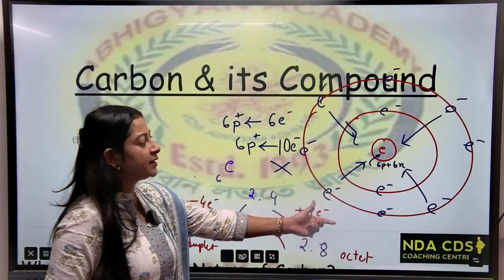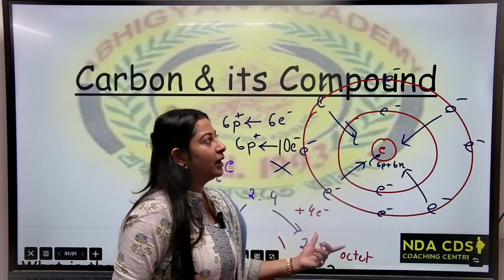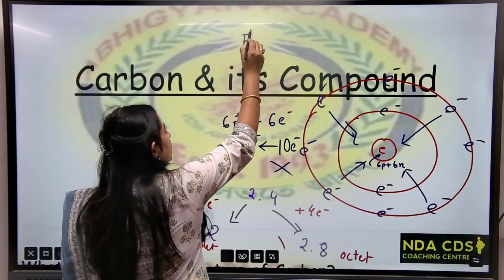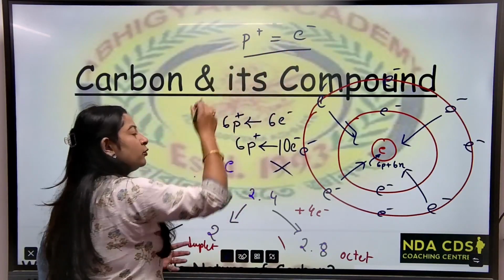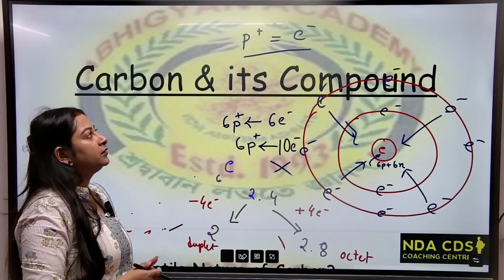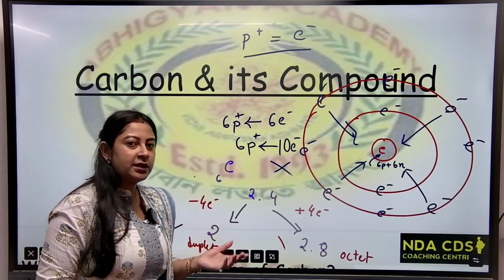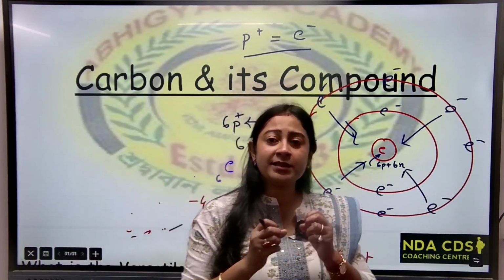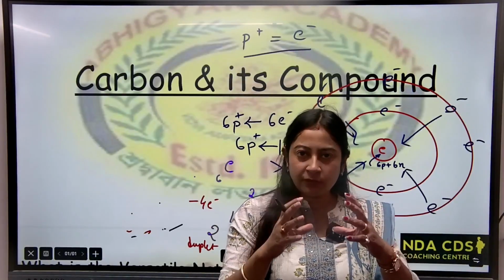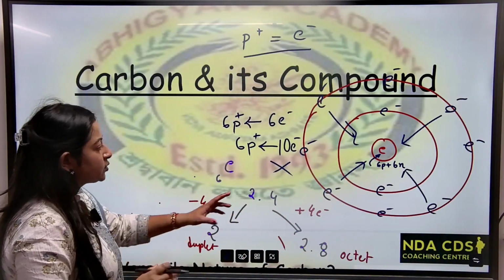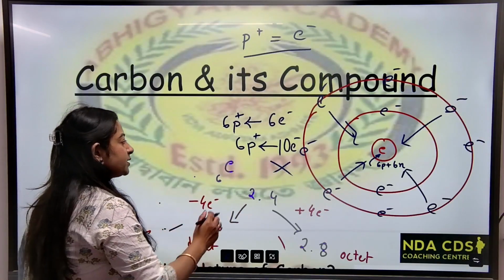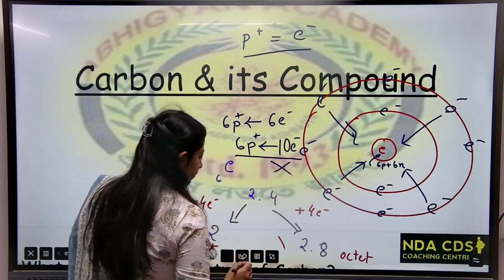तो ऐसा system stable नहीं होगा. क्यों नहीं होगा? Because the charge of a proton is exactly equal to charge of an electron. मतलब एक electron को एक ही proton attract कर सकता है. एक से ज्यादा दो, दो से ज्यादा तीन. It depends upon the system, the size of an atom, and the effective nuclear charge. But in case of carbon, what I am saying, 6 proton cannot attract 10 electron.